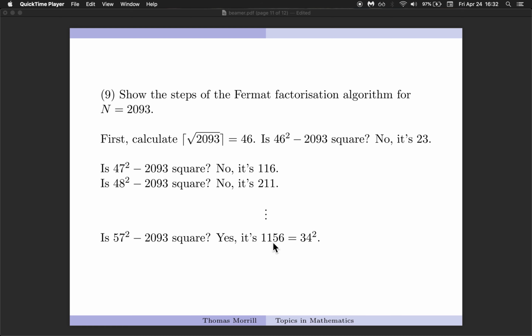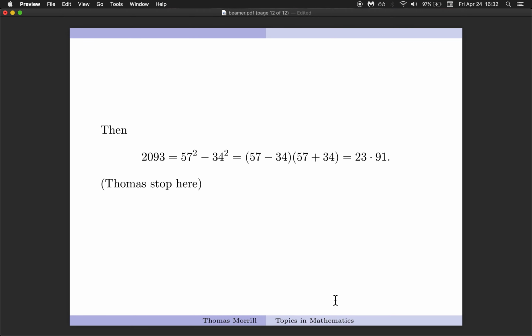Yes, that number is 1156, which is equal to 34 squared. Okay, cool. We are done with the iteration. How do I use this information that I've got to find factors of 2093? I know now that 57 squared minus 2093 is equal to 34 squared. So I will rearrange the equation and say that 2093 is equal to 57 squared minus 34 squared.